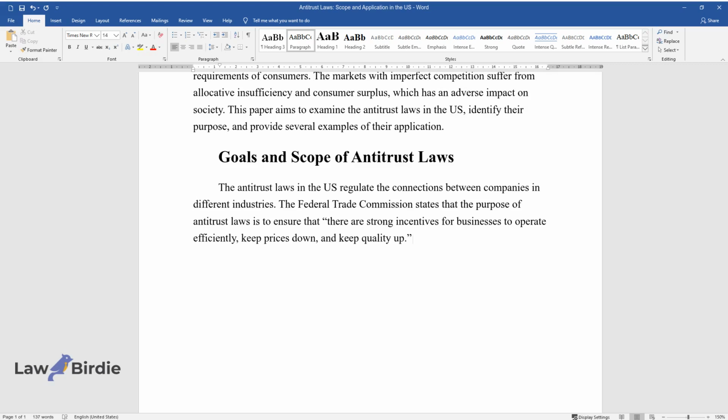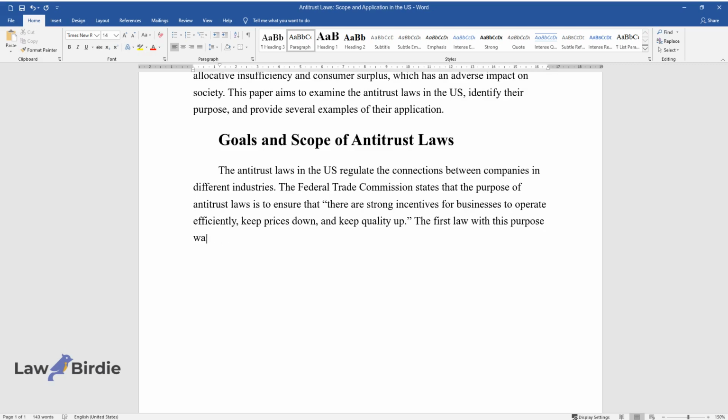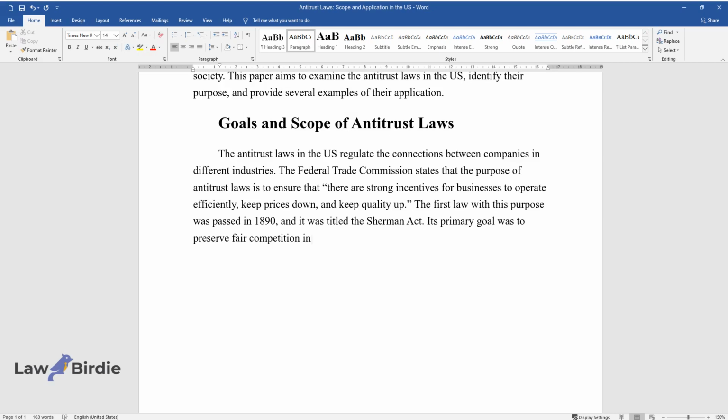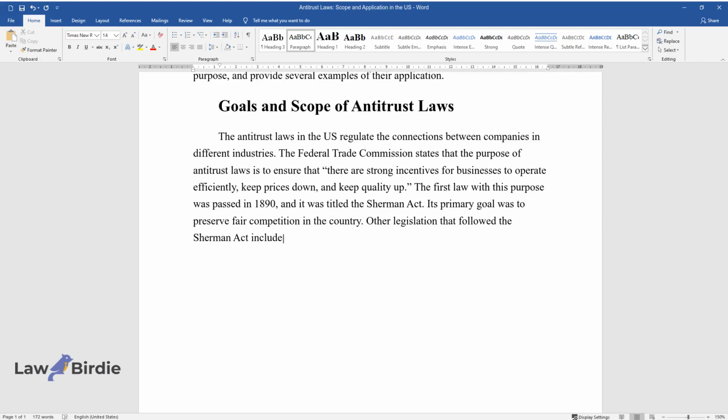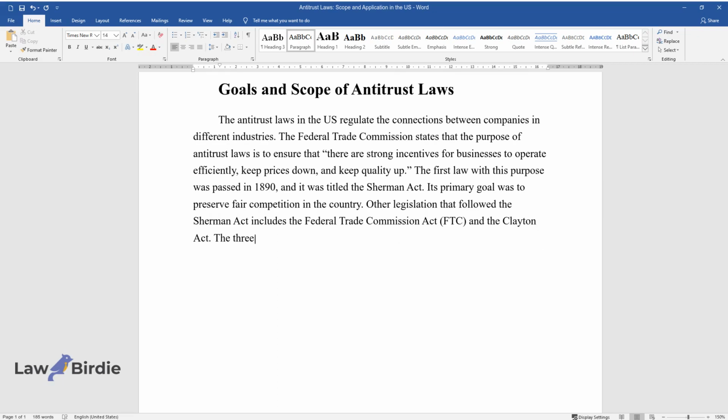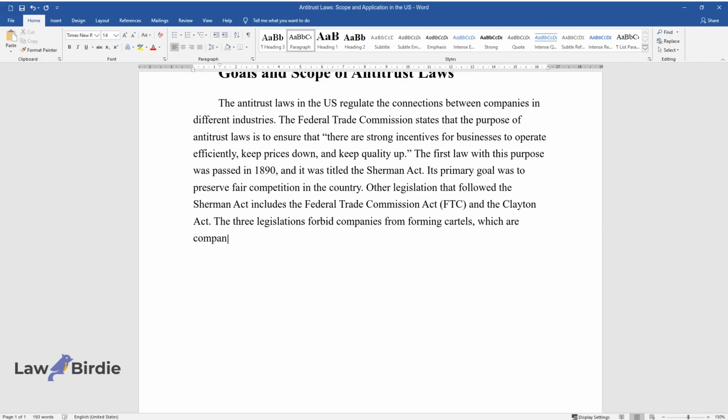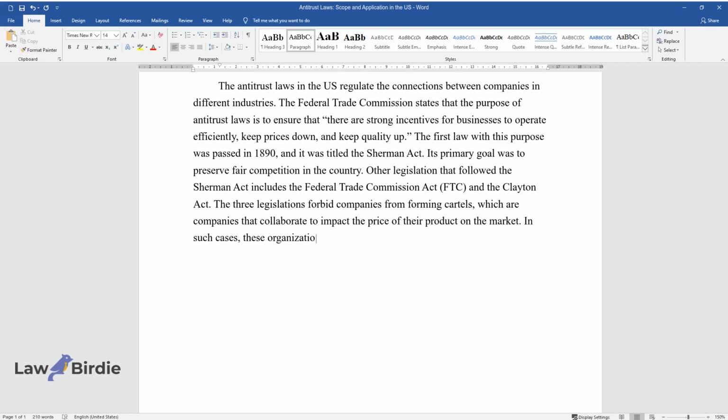The first law with this purpose was passed in 1890, and it was titled the Sherman Act. Its primary goal was to preserve fair competition in the country. Other legislation that followed the Sherman Act includes the Federal Trade Commission Act, FTC, and the Clayton Act. The three legislations forbid companies from forming cartels, which are companies that collaborate to impact the price of their product on the market. In such cases, these organizations are capable of maximizing their revenue.